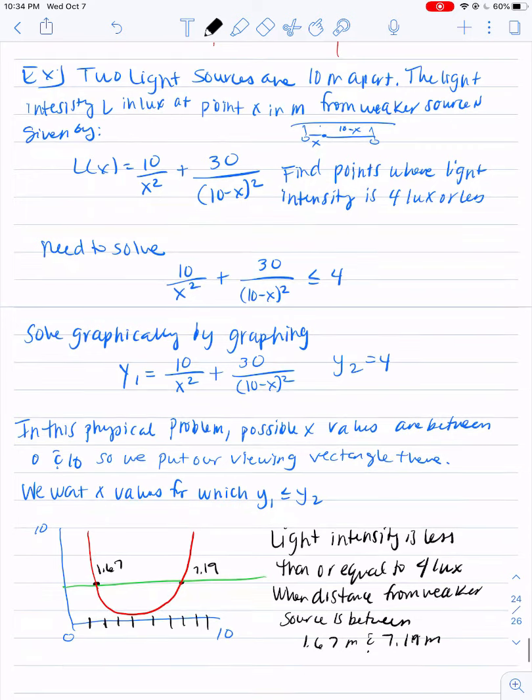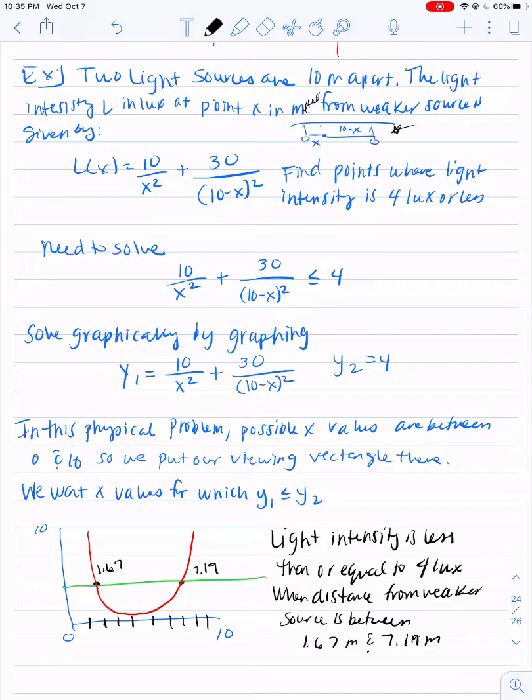So alright, in this example we're going to do applications. We have two light sources that are 10 meters apart. The light intensity L in lux at point x in meters from the weaker source is given by L(x) equals 10 over x squared plus 30 over (10 minus x) squared. So I drew a little picture here. They have a better one in the book.